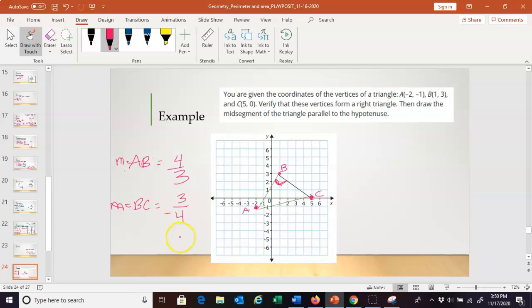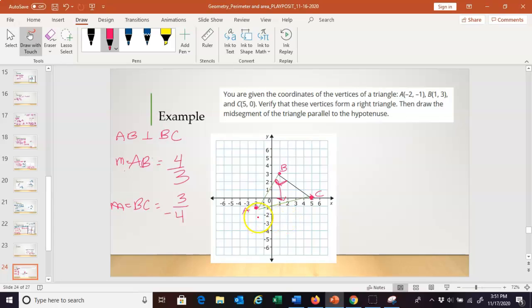Look at that. They are opposite. AB is positive, BC is negative, and they're reciprocals. It's the fraction flipped. So we just showed that, in fact, AB is perpendicular to BC, which shows they form a right triangle. Perfect. Next, draw the mid-segment of the triangle parallel to the hypotenuse. So here's the hypotenuse.